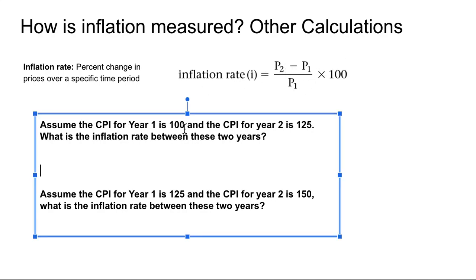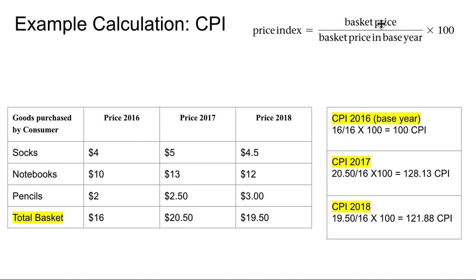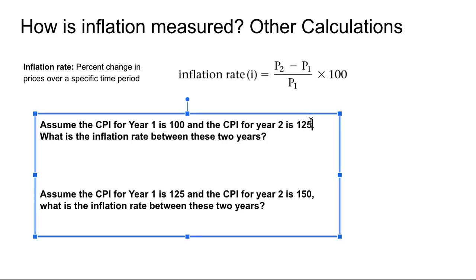So assume that the CPI for year 1 is 100, and the CPI for year 2 is 125. So which is the base year? We know that year 1 is the base year because the CPI is 100, because that means that we're dividing the basket price of the same year against its own year. So since we know that this is a base year, and then looking at the next year, we can predict that the percent of inflation is going to be 25%. But how we would officially calculate that, we would just take the new year minus the old over the old. So we take 125 minus 100 divided by 100 and then multiply it by 100. So what we get there is 25%, which we had predicted. There was going to be 25% inflation rate between year 1 and year 2.